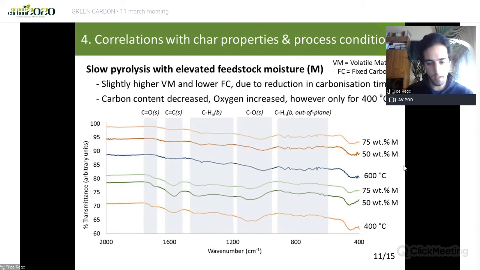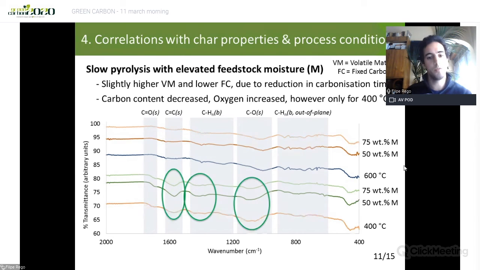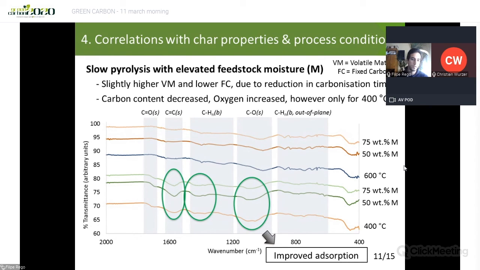test, and the top three lines are for the 600-degree chars and the bottom three for the 400. So for the 600-degree chars, there are no significant differences between the spectra, but for the 400-degree ones, there are some increases in some of the functionalities, including the carbon-oxygen functionalities, which is really interesting, and I related this with the improved adsorption for the elevated moisture content chars at 400 degrees.